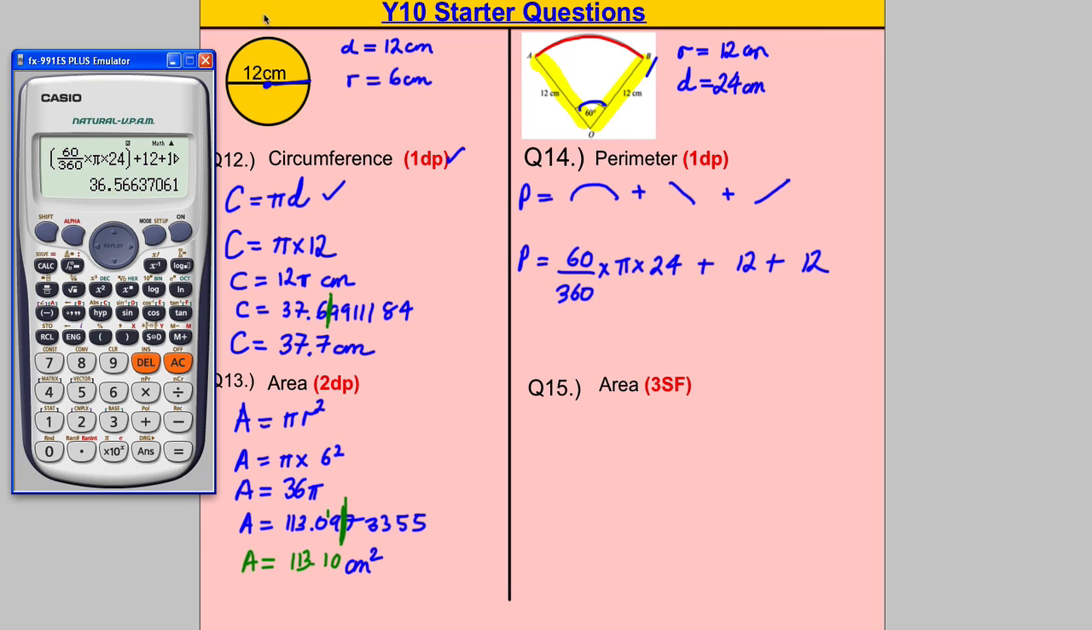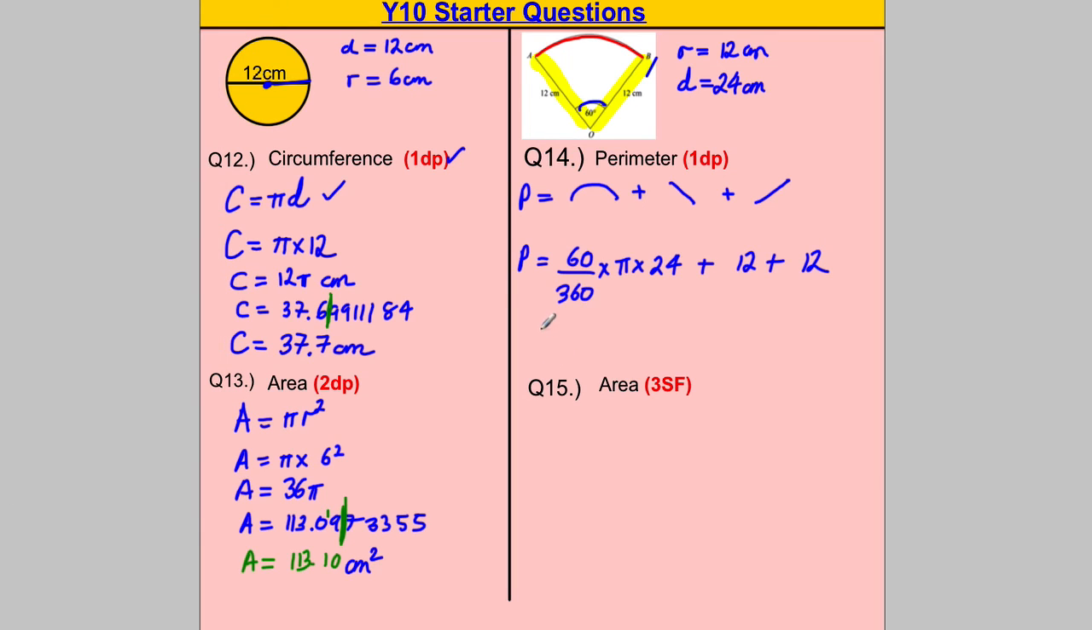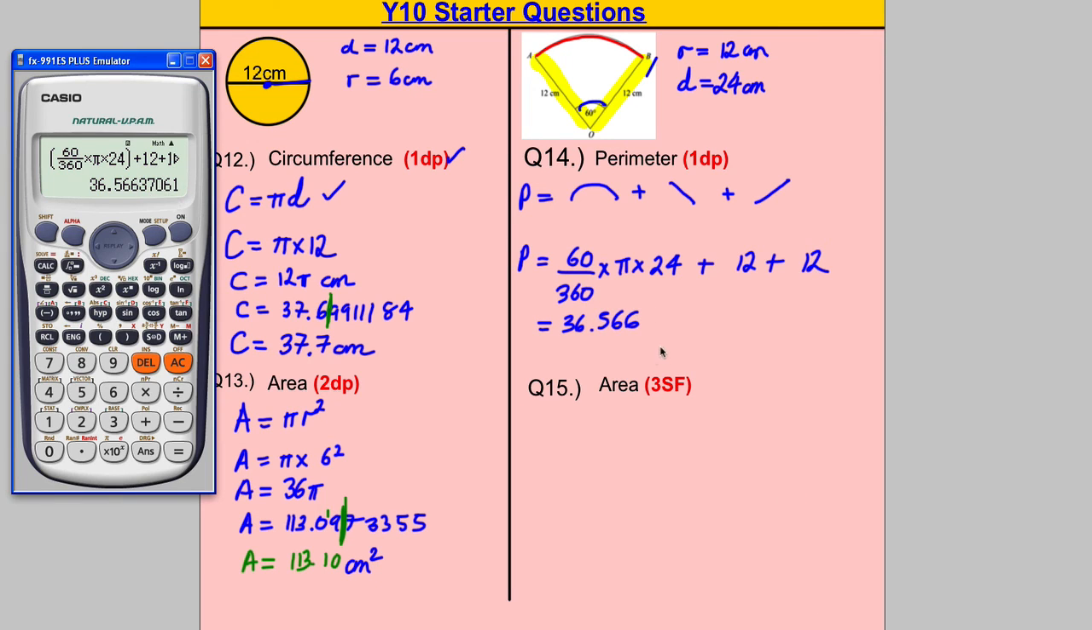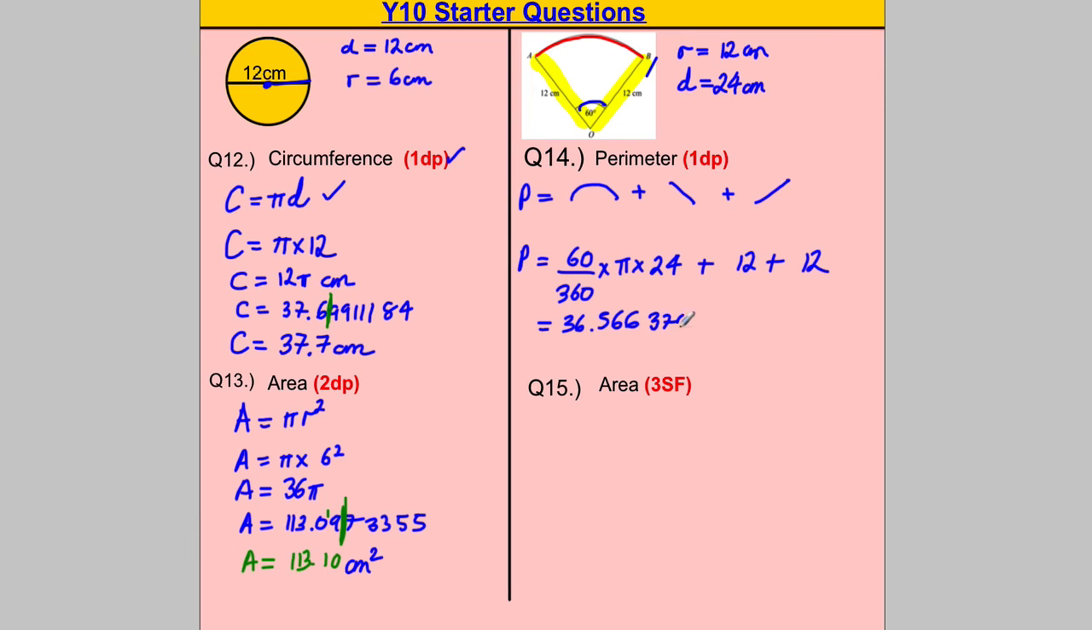So it's 36.566, so we say it's 36.566 37061. So we're going to round that to 1 dp, line after here, so the perimeter is 36.6, the unit centimeters, and we're done.